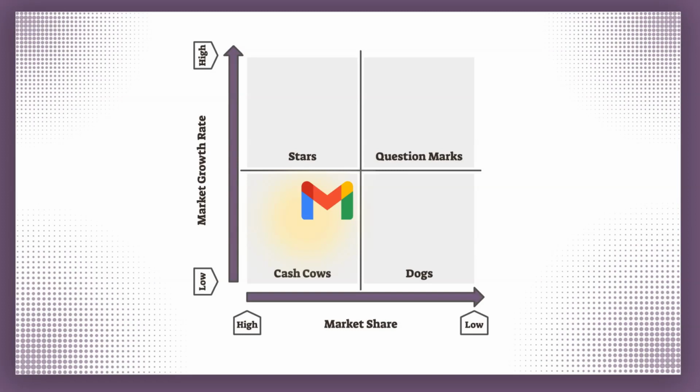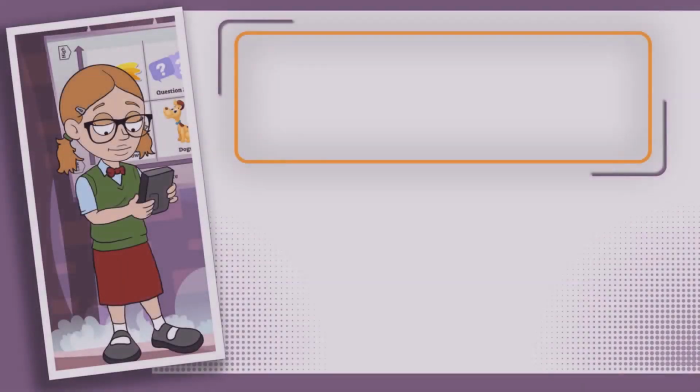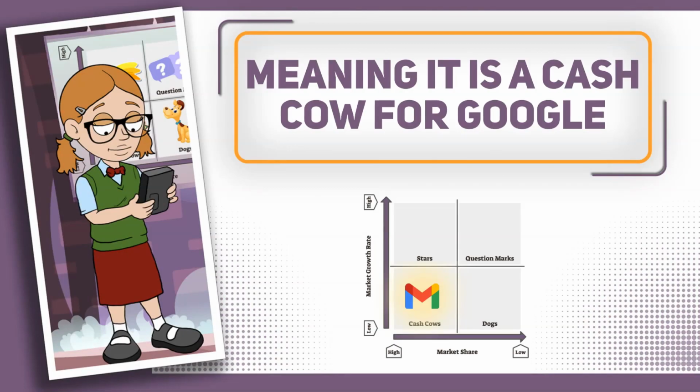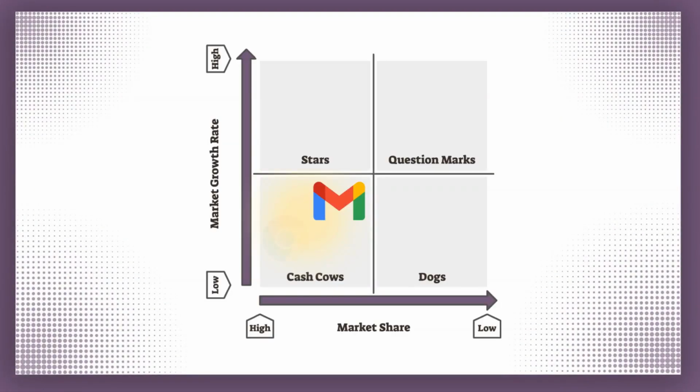The market for email services is pretty stable, so Tia considers that this is a good example of a high market share in a low growth market, meaning it is a cash cow for Google. Moving on to Google Chrome, Google's internet browser. It is well established and widely used, so Tia considers that this is also a cash cow and places this on the chart accordingly. Tia's family has a Google Nest speaker at home.